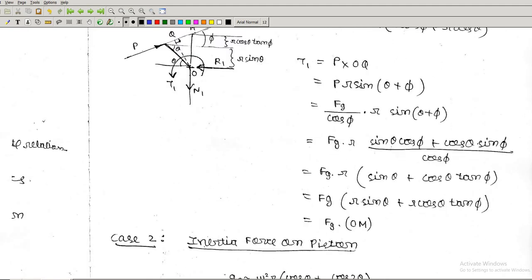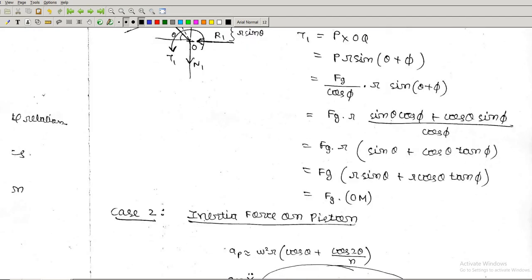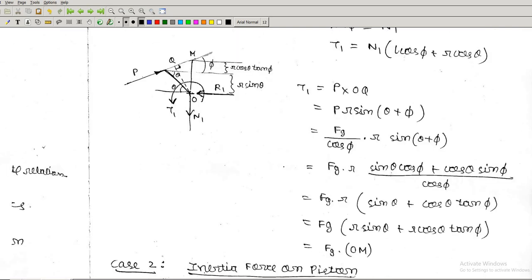So sin theta cos phi plus cos theta sin phi, by cos phi. So this is sin theta, cos phi goes, plus cos theta tan phi. So Fg into r sin theta plus r cos theta tan phi. So what is r cos theta tan phi? This is r. So r cos theta, r is this much, cos theta into tan phi.